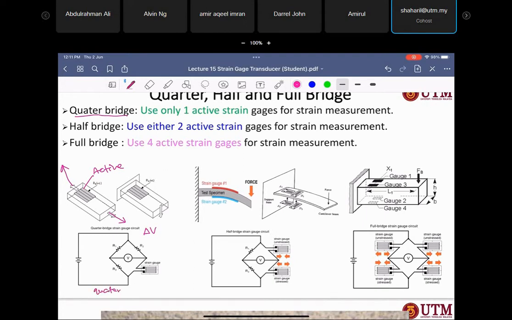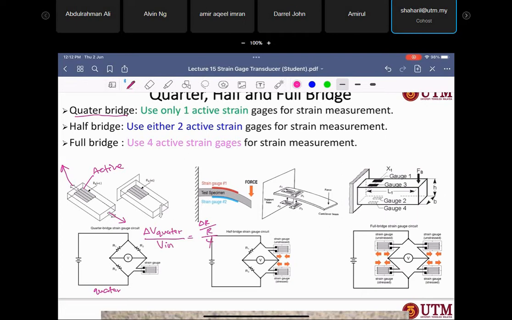Quarter bridge. So I will write delta V quarter over V in equal to delta R over R, sorry, over 4, right? Over 4. I write it again: delta R over R over 4. Okay? If only one active strain gauge.